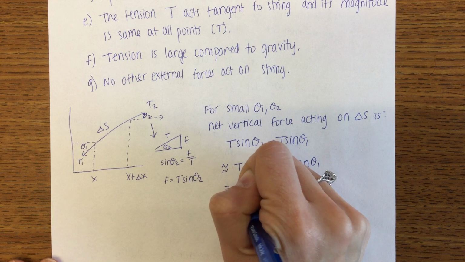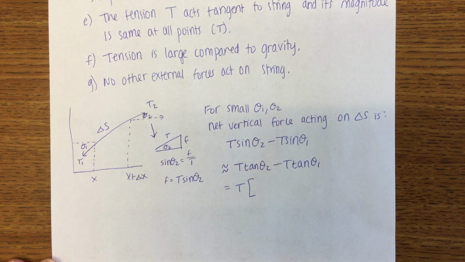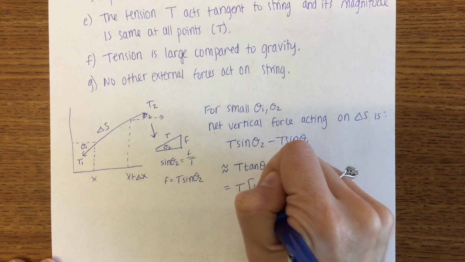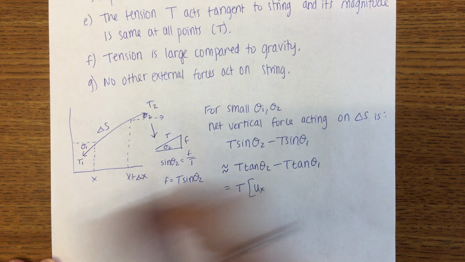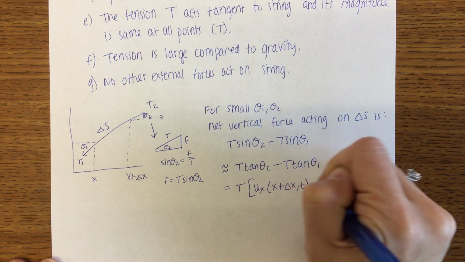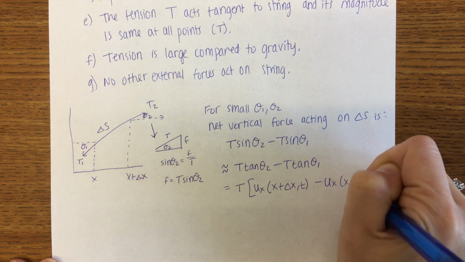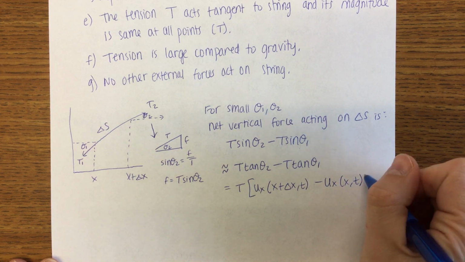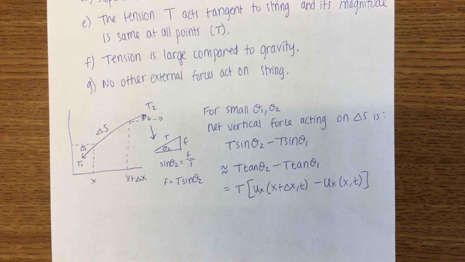This then, if I pull out a t, becomes the derivative of u with respect to x, evaluated at x plus delta x comma t, minus the derivative of u with respect to x, evaluated at x, t. That's another expression for slope.